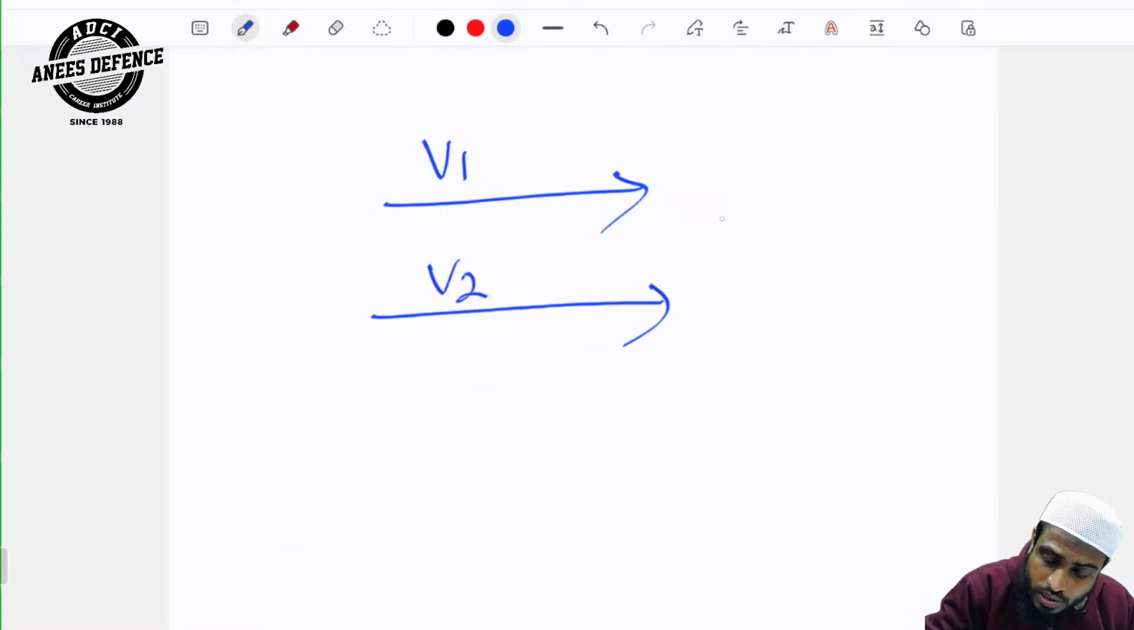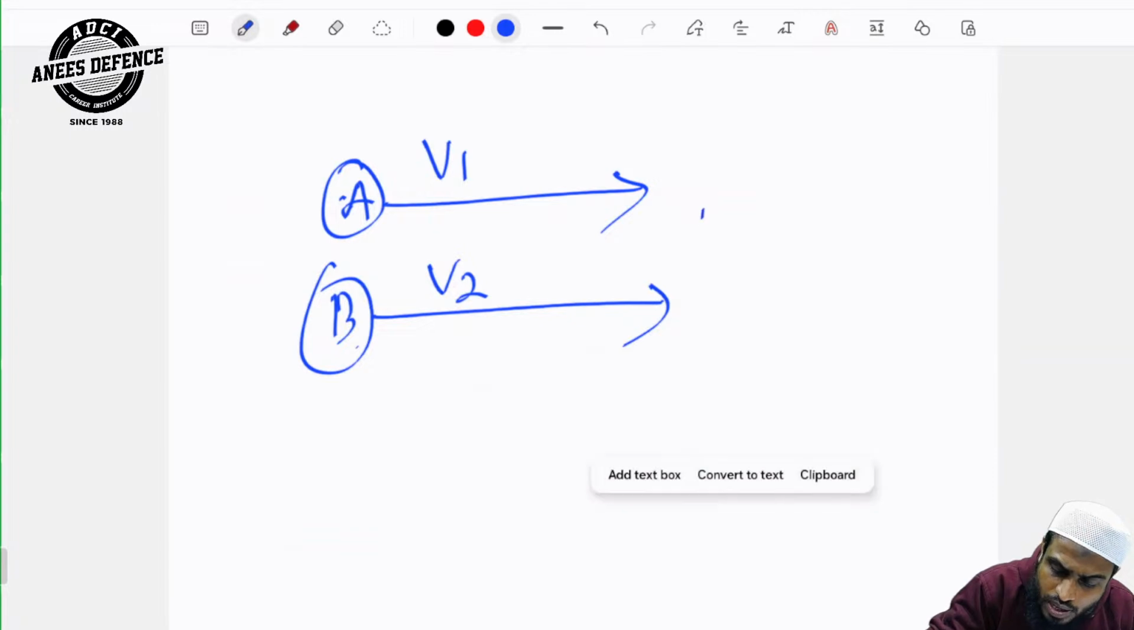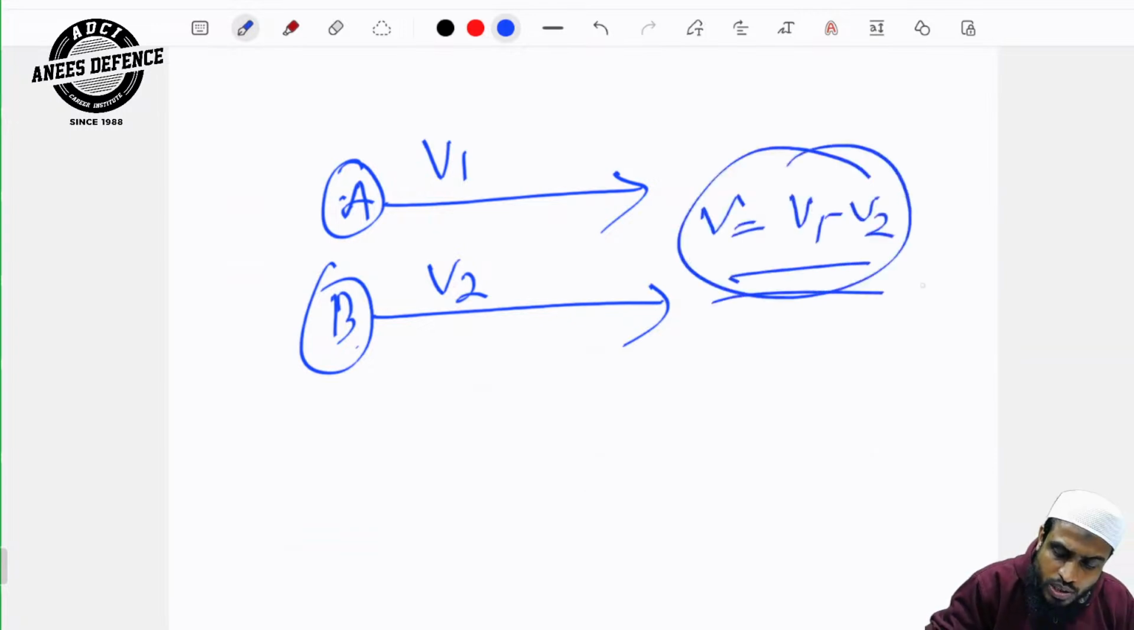So you have to consider that if a man is sitting on the first body and somebody is sitting on the second body, since both are moving in the same direction, the person sitting on the other body will feel that the other body is moving at a very small velocity. Therefore they will feel a relatively small velocity. That concept you have to clear.